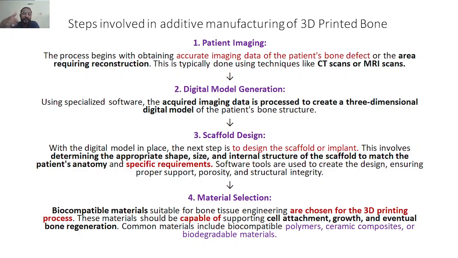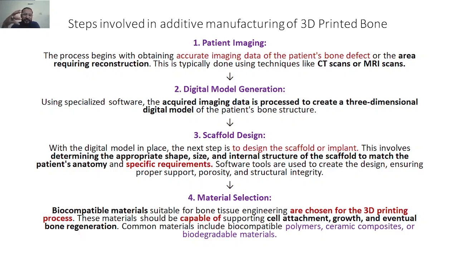First, patient imaging. You need to make sure that you are taking the patient image either by using CT scan or MRI scan. Next, digital model generation. You need to make a three-dimensional model by using the imaging data, so that you are getting the data from CT scan, MRI scan, and that three-dimensional structure design you need to prepare.